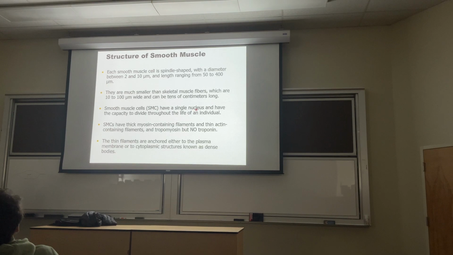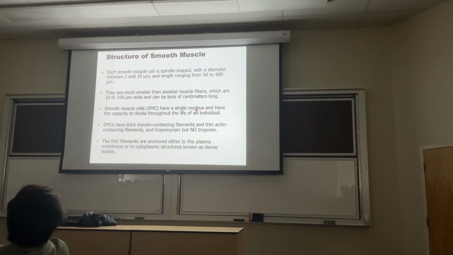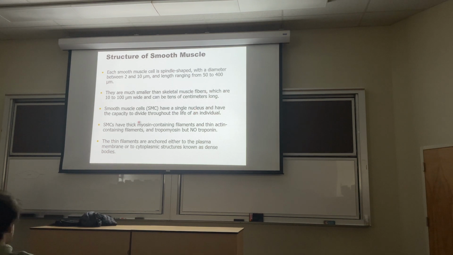Smooth muscles have a single centrally located nucleus, whereas of course skeletal muscle is multinucleated, and the nuclei are hypolemmal, or under the membrane, or at the periphery, all sort of saying the same thing. Smooth muscle does have myosin and actin and tropomyosin, but no troponin. So there's no regulatory troponin protein there.